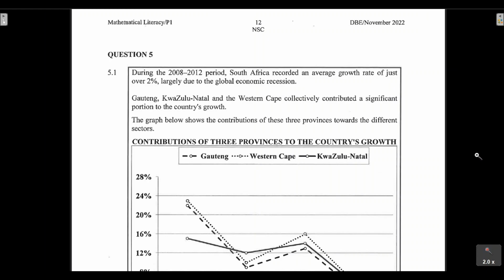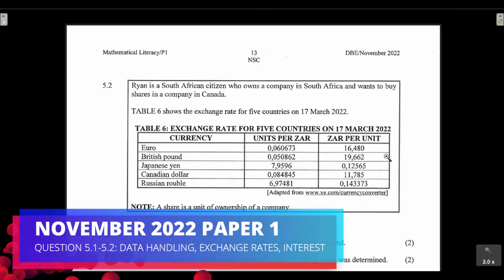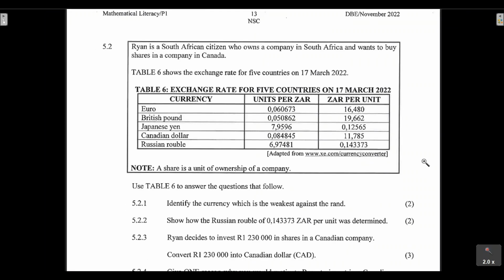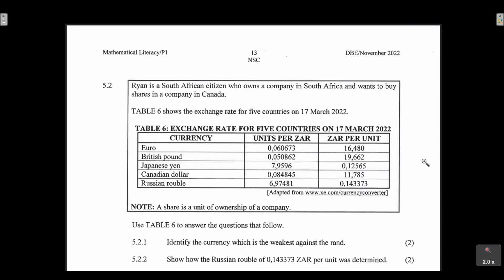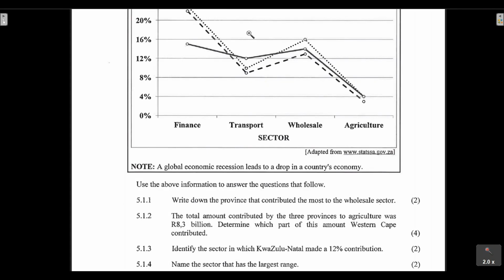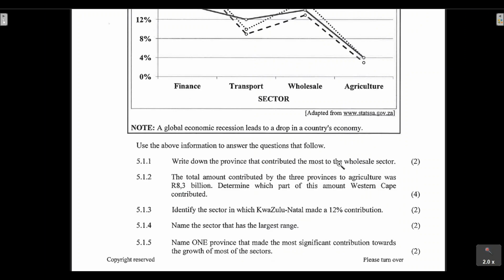On today's video tutorial, guys, we are going to be tackling question 5.1 as well as question 5.2 from the grade 12 mathematical literacy paper 1 that was written in November 2022. In question 5.1, we are just going to be interpreting data that is given to us, so it falls under the umbrella of data handling. And we are also going to be applying the concept of range that we learned in previous video tutorials.